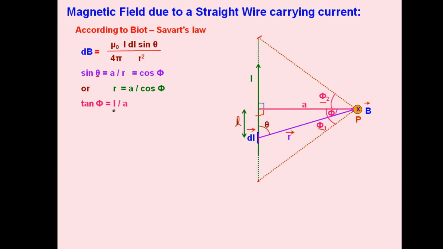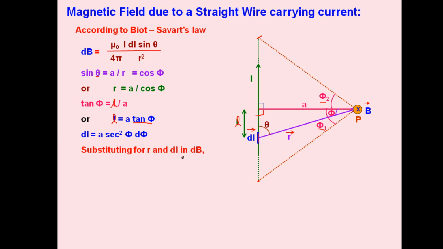Tan phi we are taking as L by a. So L will be equal to a tan phi, and if we differentiate it with respect to phi on both sides, it will give dl by d phi. A is constant, so it is taken outside, and tan phi produces sec square phi. This is the simple formula of differentiation.